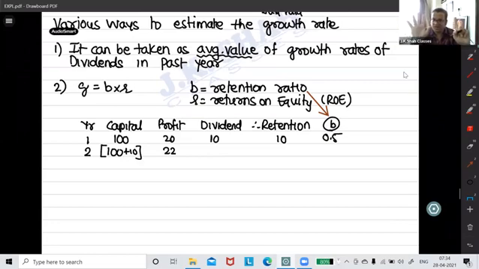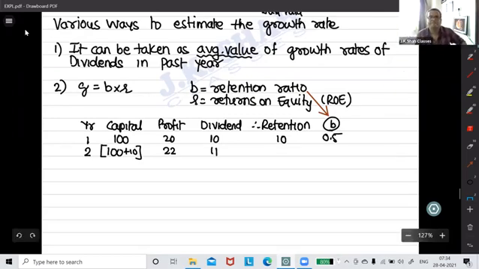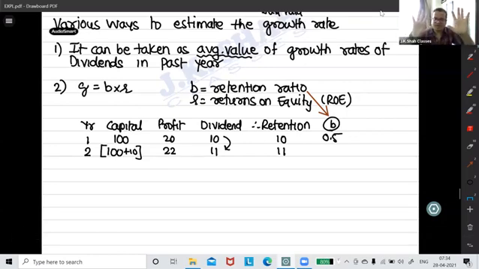Right? You will understand this? Okay. Retention would be another 11. Okay. Now, guys, you tell me how much is the growth in the dividend? How much percent is the growth? 10%. Everybody agrees on this? Sure. How we got it? So we got it as G. G is equal to B into R.